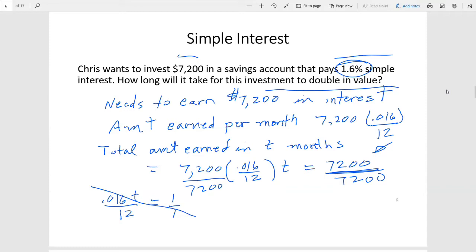So what I would simply do is cross multiply, and you get 0.016 t equals 12, and t is equal to 12 divided by 0.016, which equals 62.5 months.